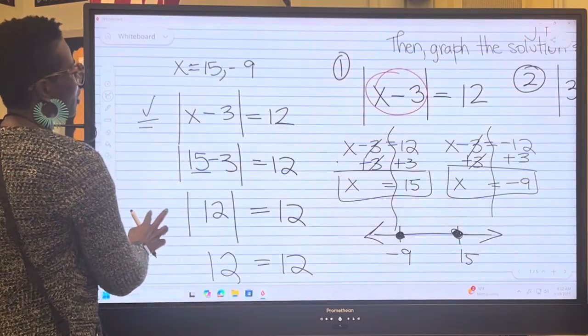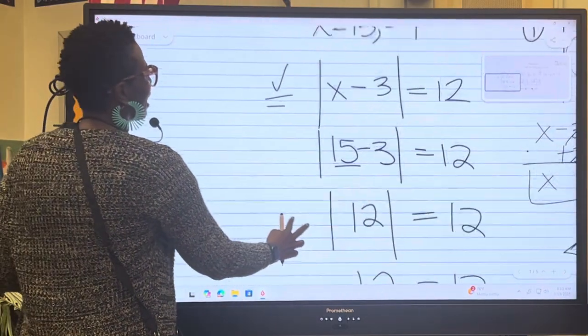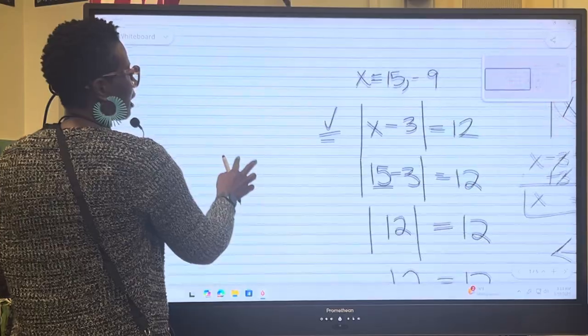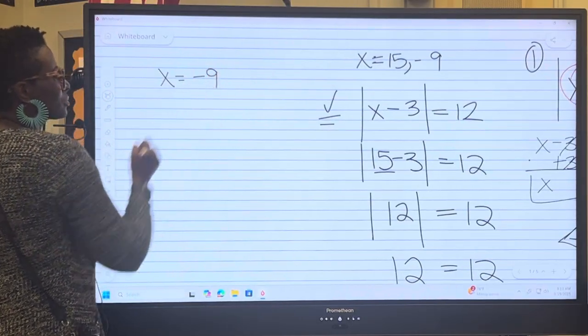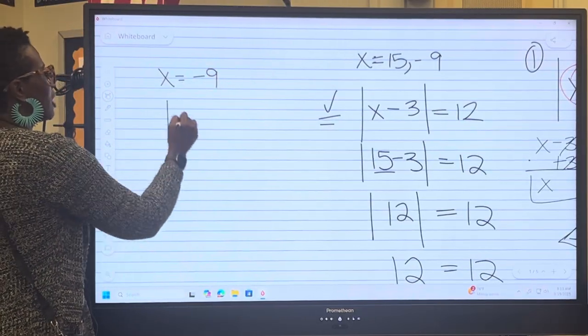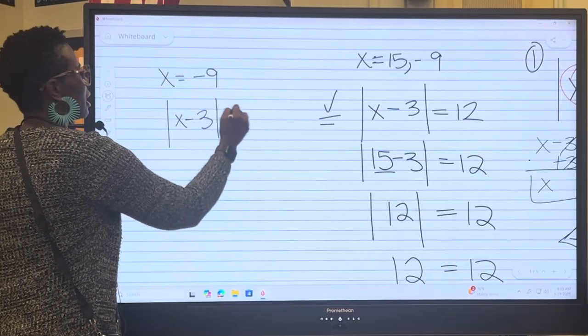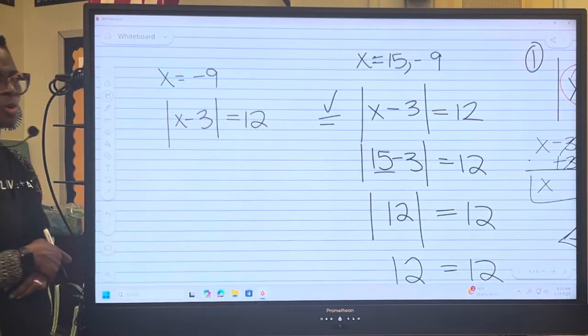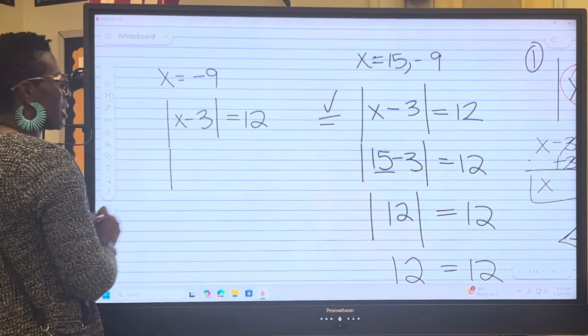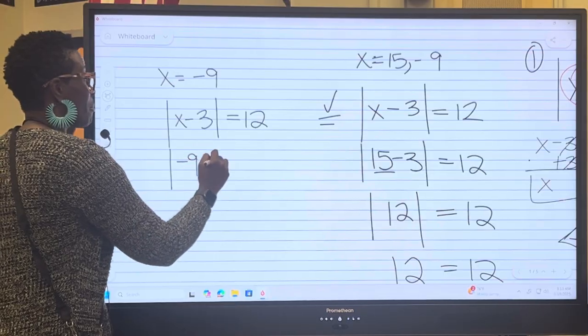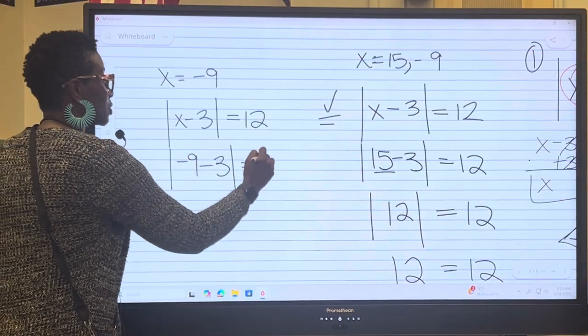Now let's check the other one. We also said that the solution could be negative 9, right? So I'm going to plug that one in. So we got the absolute value of x minus 3 equals 12. It's my original problem. Substitution. What's my next line going to read? Absolute value of what? Negative 9 minus 3 equals what?